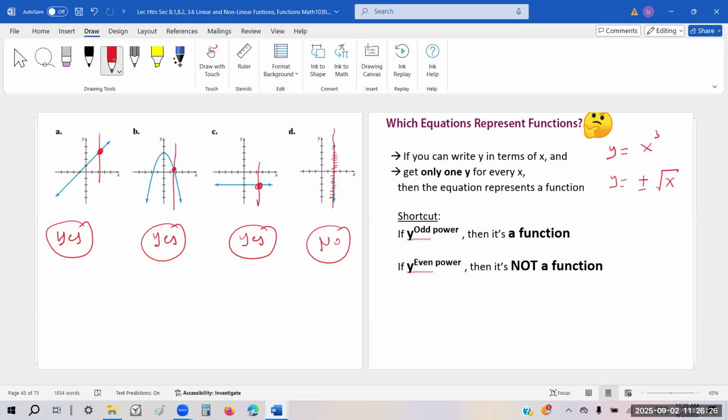So this is the formal way. Solve for y and see whether you have a plus minus sign in the front. If you do have a plus minus sign in the front, it's not a function. If you don't have a plus minus sign, it's a function.